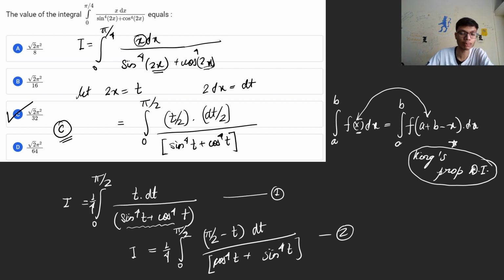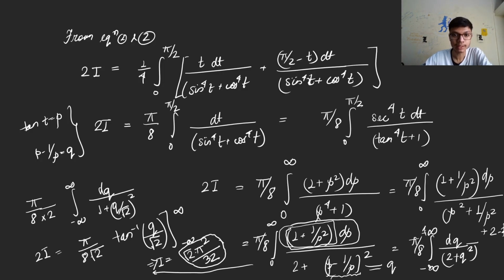I hope if you have tried this particular problem on your own, you might have got the answer as root 2 pi square by 32. So this particular solution is clear. With this, let us move to the next problem.